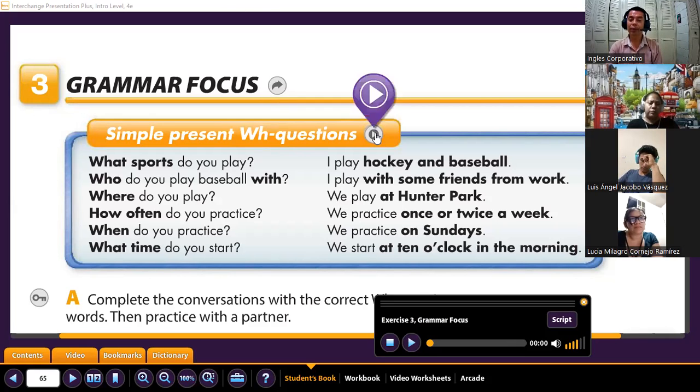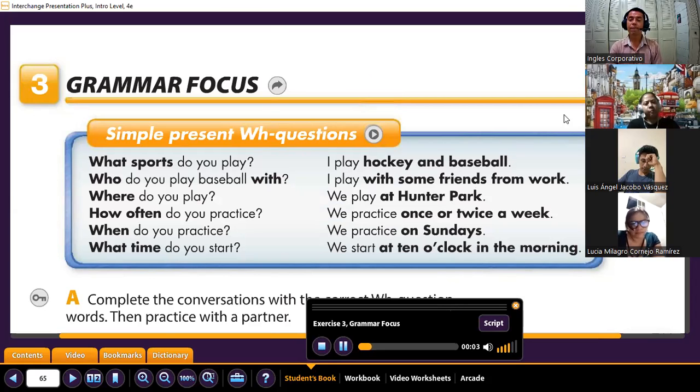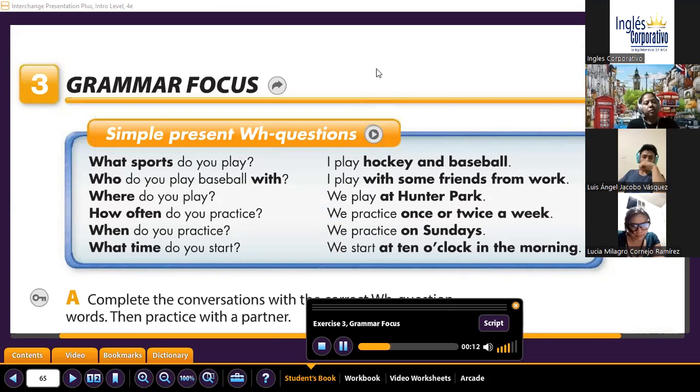Listen again. Page 65, exercise 3, grammar focus. Simple present WH questions. What sports do you play? I play hockey and baseball. Who do you play baseball with? I play with some friends from work. Where do you play? We play at Hunter Park. How often do you practice? We practice once or twice a week. When do you practice? We practice on Sundays. What time do you start? We start at 10 o'clock in the morning.